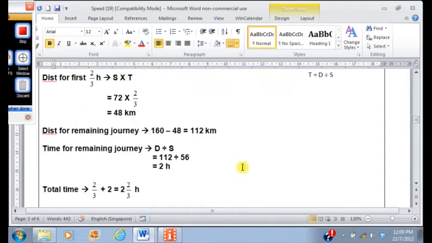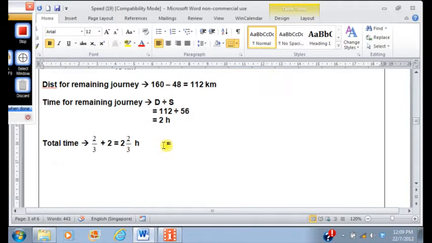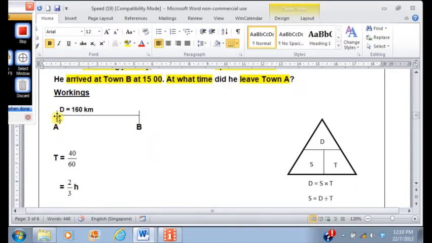Okay, we have 2 and 2/3 hours. What do we do with 2 and 2/3 hours? We change it back to hours and minutes. So this is actually 2 hours and 40 minutes. Right. So now we need to do backward. Just now we did forward. So I'm going to use this again.